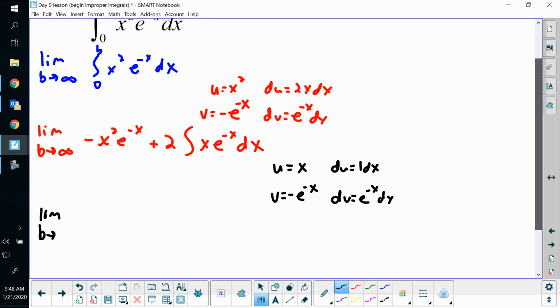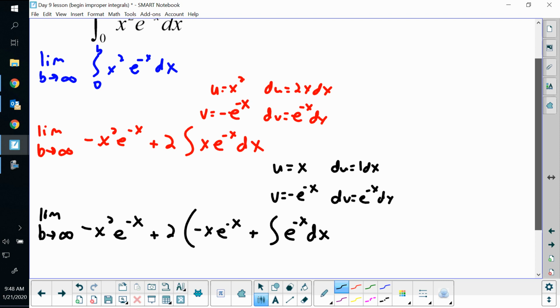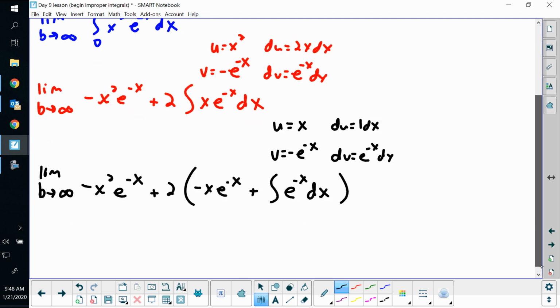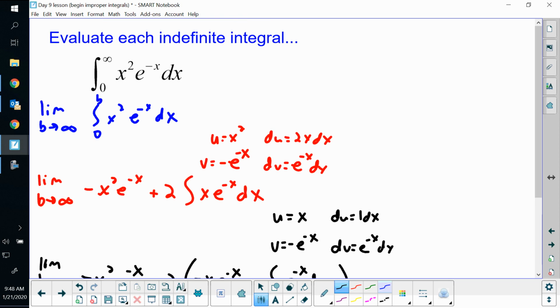So we'll have limit as b approaches infinity. We'll have minus x squared e to the minus x plus 2, start a parenthesis. This will all have to go inside. Our vu will give us minus x e to the negative x. We have a minus and a 1 essentially that we can pull out, so this will just be a plus. And we'll just have e to the negative x dx now. And this is something that we can handle.